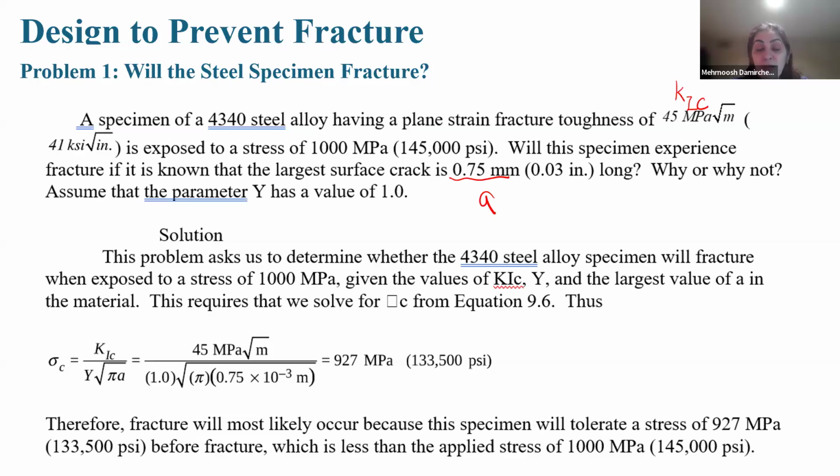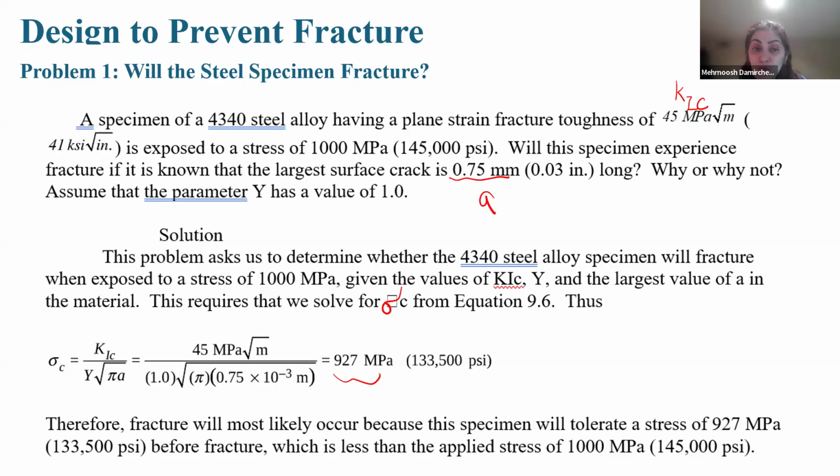Only the first scenario should be considered. The first scenario is finding sigma C. Sigma C is K1C divided by Y times the root of pi times A. We substitute the value of Y and A, the crack length here, and we find that the critical value for sigma is 927.